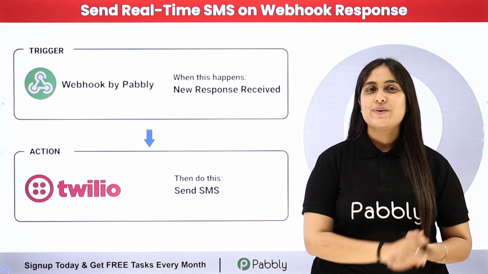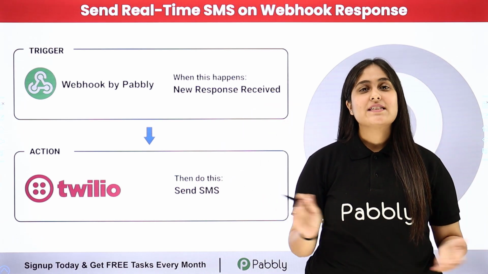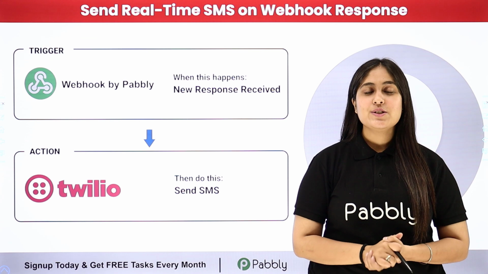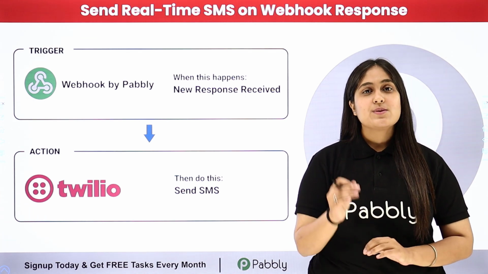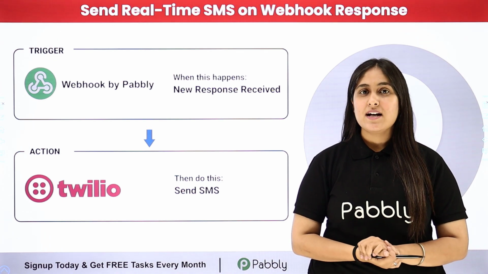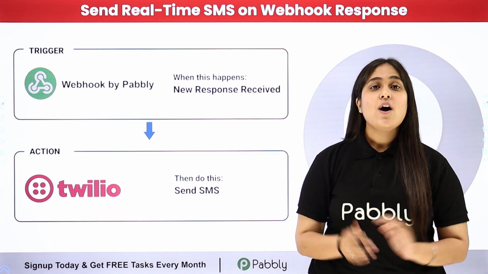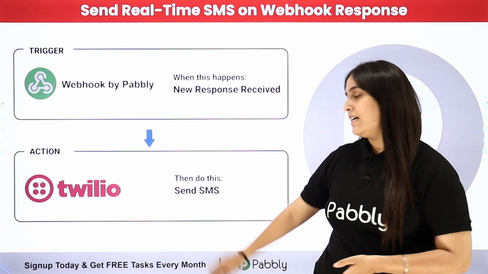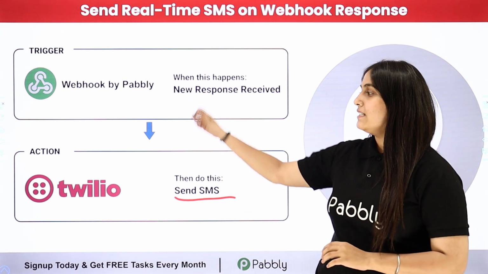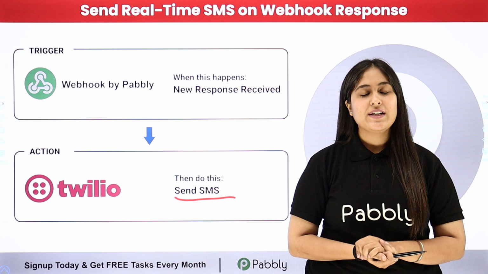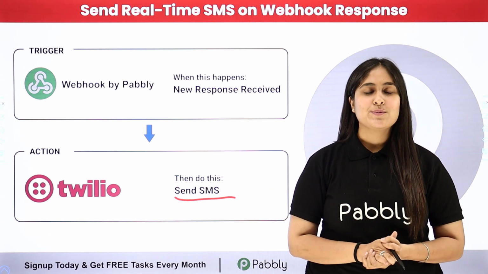So in this video we are going to learn how to send real-time SMS on Webhook response. Here, let's suppose I am a customer relationship manager and my job is to keep updating my customers on their mobile phones daily. So in this case, I want that as soon as my customers fill my inquiry form that I have already connected using Webhook by Pabbly, automatically using that detail an SMS should be sent to my customer. So to build this connection I need to connect these applications using an automation software named Pabbly Connect. So to learn how to build this connection, let me take you to my screen.